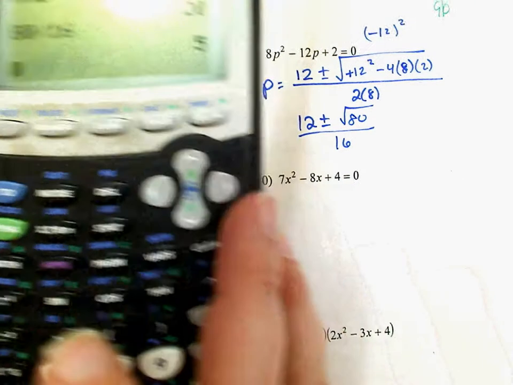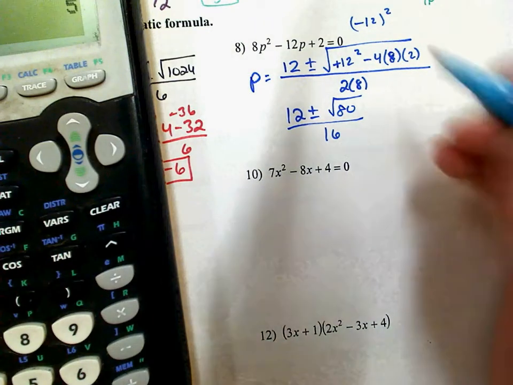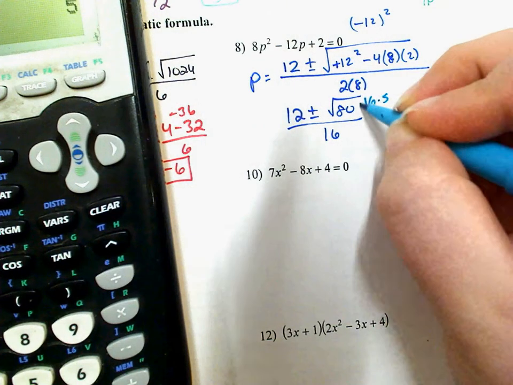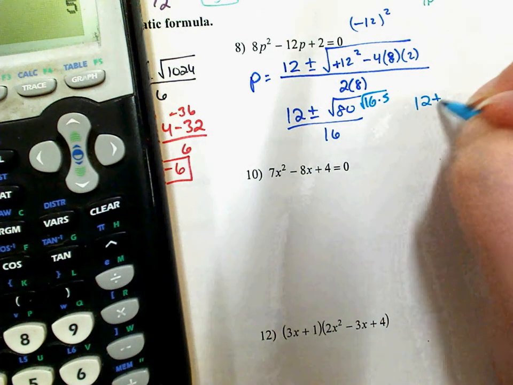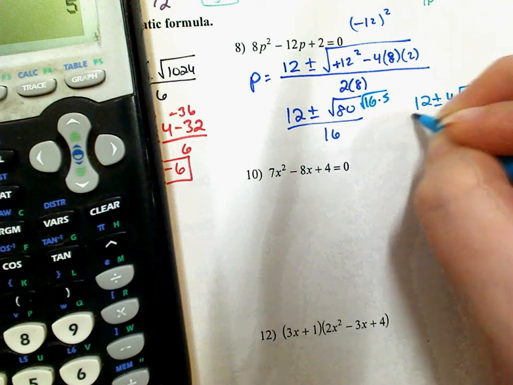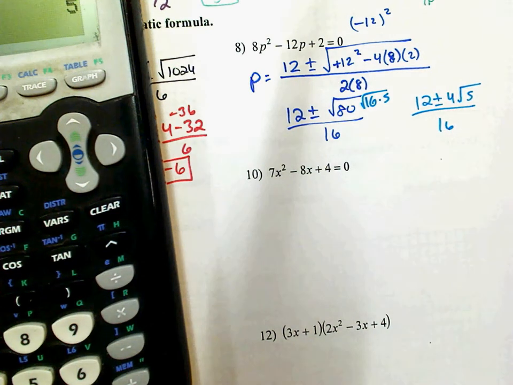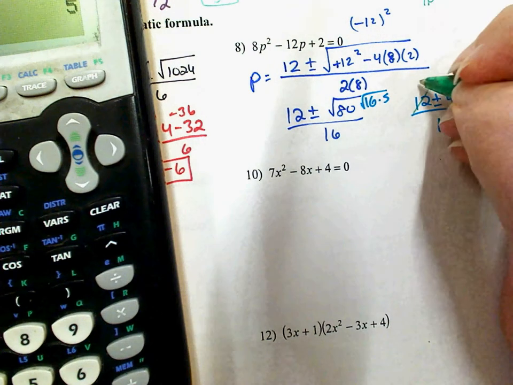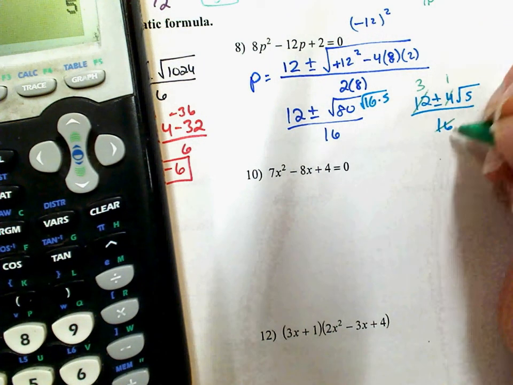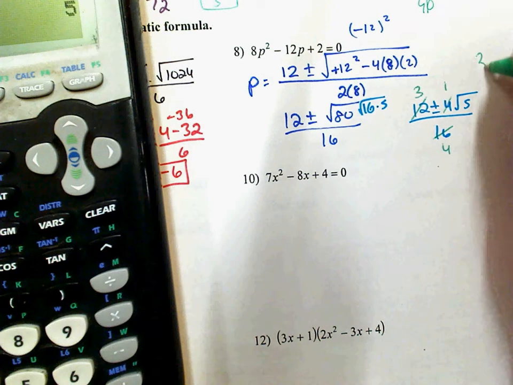So, if this is actually 16 times 5, then this is 12 plus or minus 4 square roots of 5 all over 16, which simplifies by 4. That goes into 12 3 times, that goes into 4 1 time, and that goes into 16 4 times. So my final answer is 3 plus or minus the square root of 5 all over 4.